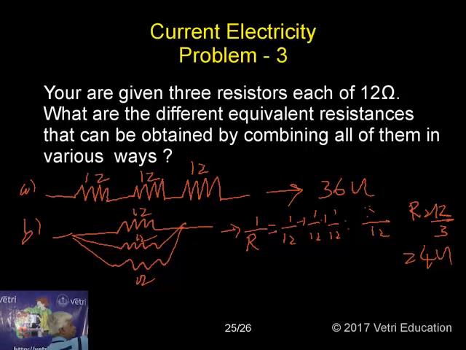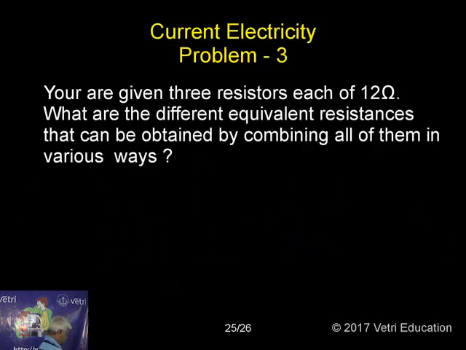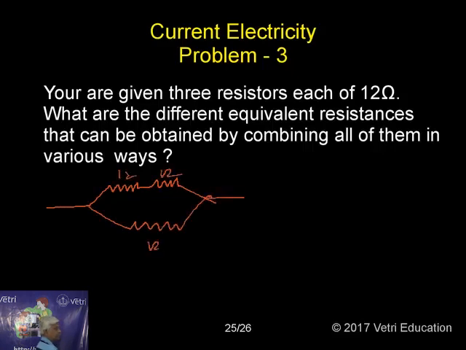Suppose the third arrangement, if the resistors are like that, what happened? This is 12 ohm, this is 12 ohm, this is 12. So here what happened? These 2 resistors are connected in series. Since they are connected in series, total resistance becomes 24. This 24 with 12, both are in parallel. Are you able to follow?